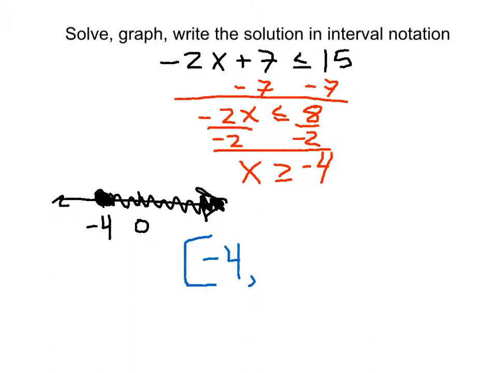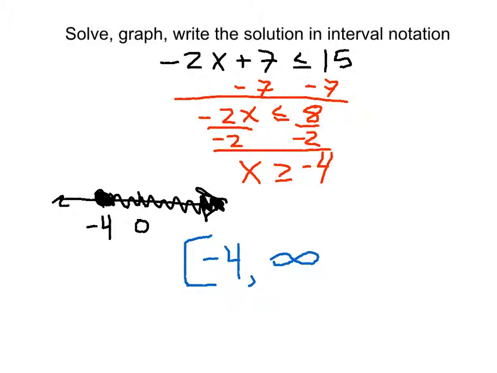Now what's the largest number that's shaded? Well, let's say here's 100. Well, what about 101, 102, 103? This is going to go on forever. So what we do is write the sign for infinity. And it just looks like a sideways 8. That's the symbol for infinity. And it just tells you that all the numbers between negative 4 up to infinity, that will go on forever, are going to satisfy this inequality.